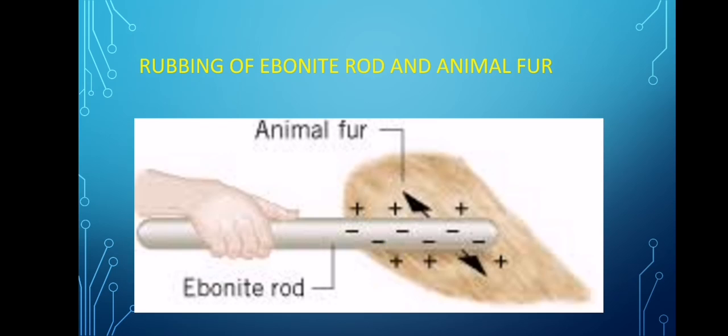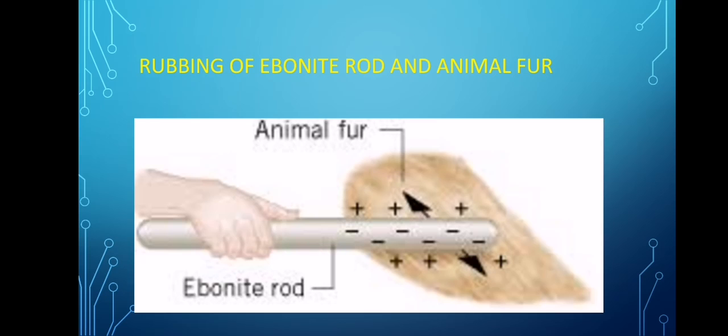Benjamin Franklin performed another experiment by rubbing an ebonite rod with animal fur. When an ebonite rod is rubbed with animal fur, positive charges appear on the animal fur and negative charges appear on the ebonite rod. It shows that this appearance of charges is basically due to the nature of surfaces.